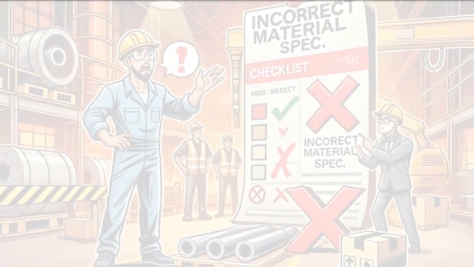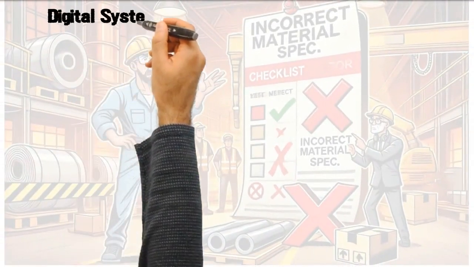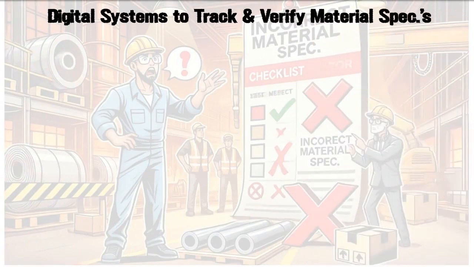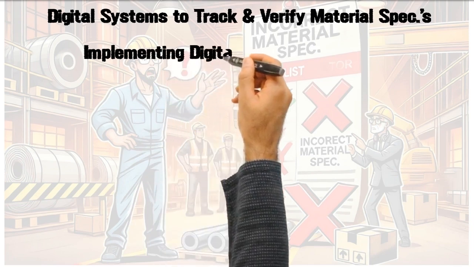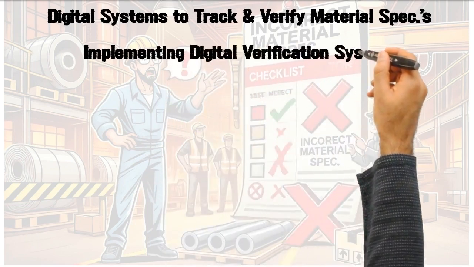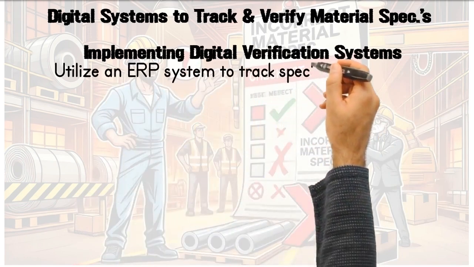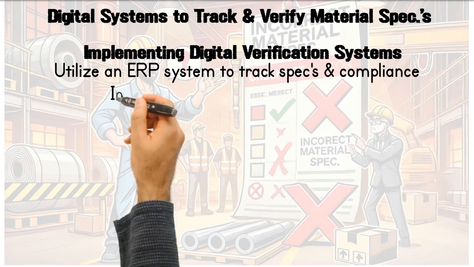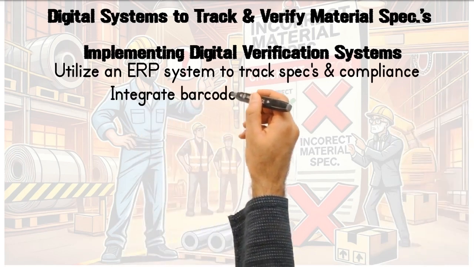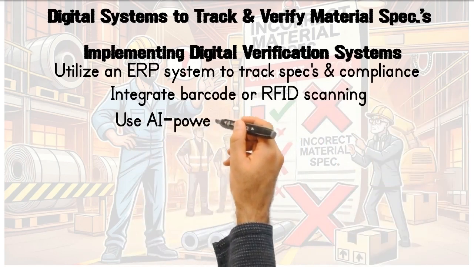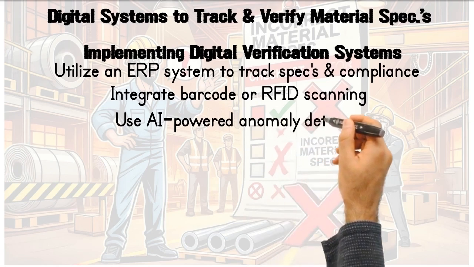The third best practice recommendation strategy would be to use digital systems to track and verify material specifications. Implementing digital verification systems is key to this. Utilize an ERP system to track material specifications and supplier compliance. Integrate barcode or RFID scanning for real-time material tracking. Use AI-powered anomaly detection to flag potential material deviations.